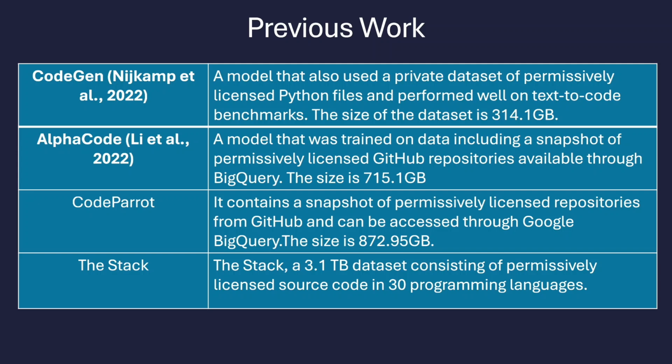AlphaCode and CodeGen are other competitors of The Stack. AlphaCode has just 12 different programming languages and a size very small compared to The Stack, and CodeGen has just 6 different programming languages and a size very small compared to The Stack.